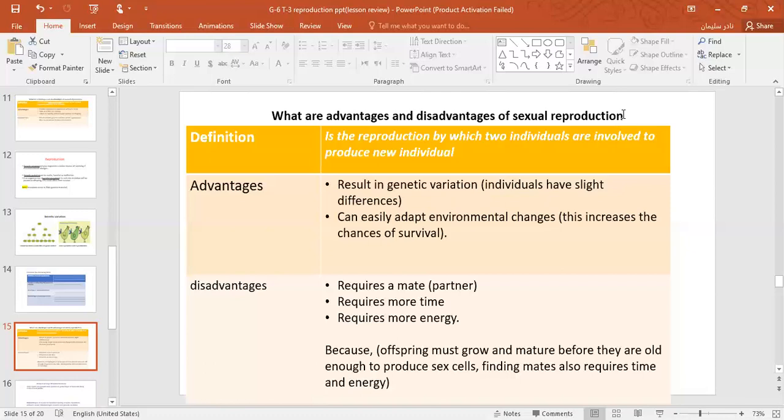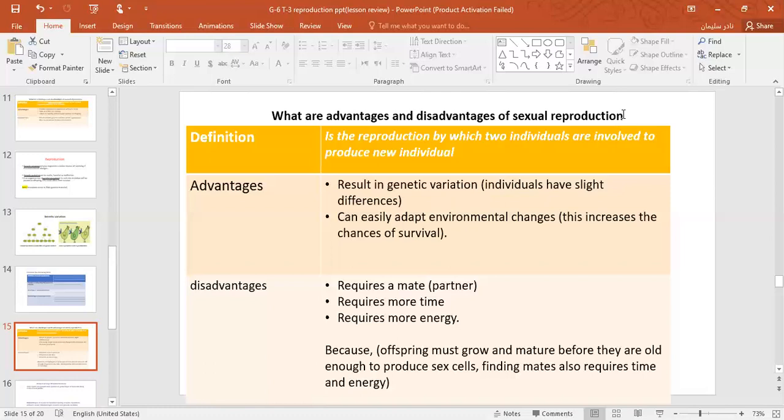I'm speaking about animals mostly. The male animal has to go from one place to another in order to find a suitable partner, in order to mate. So this will require more time and more energy, because the organism has to go from one place to another to look for a partner. This causes the organism to consume more energy.